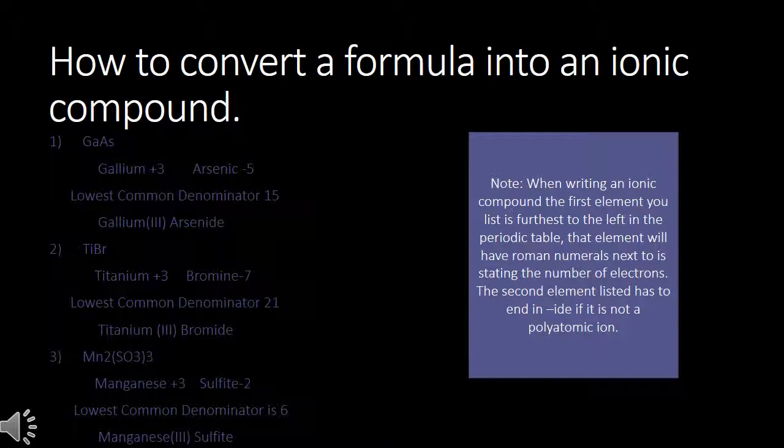Titanium, bromine. Titanium has positive 3, bromine -7. So the lowest common denominator is 21. So you want to write out titanium 3 bromide.